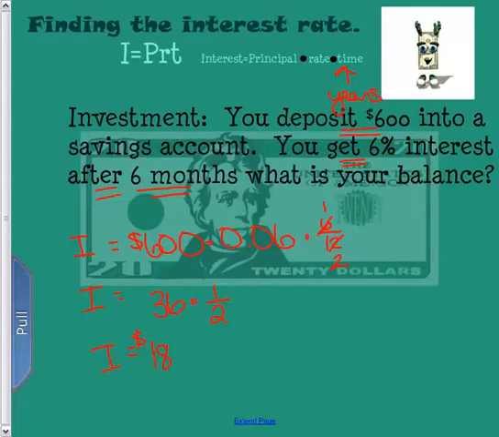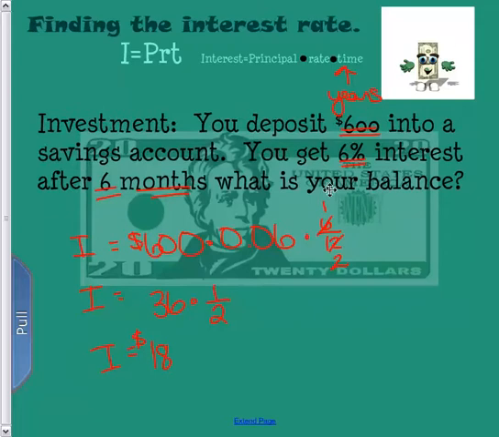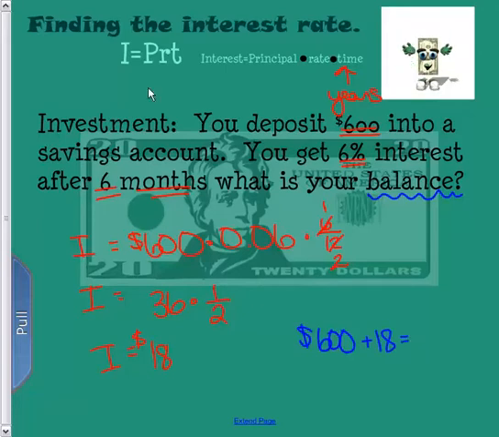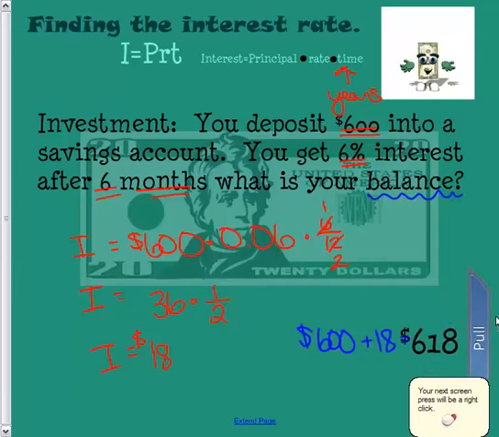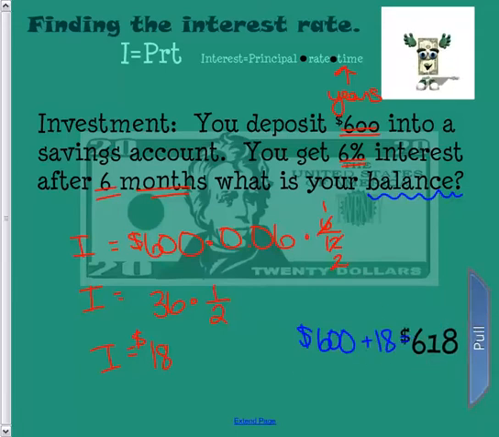But we want to know what the balance is, okay? Make sure that you are paying attention to the question. Our balance originally was $600. We made $18 in interest, so our total is going to be $618, okay? All right, let's try another one.